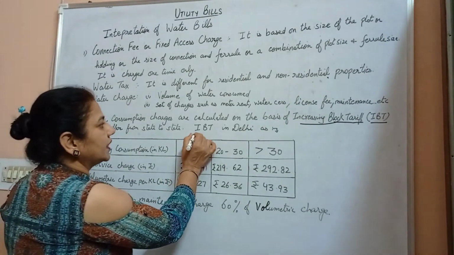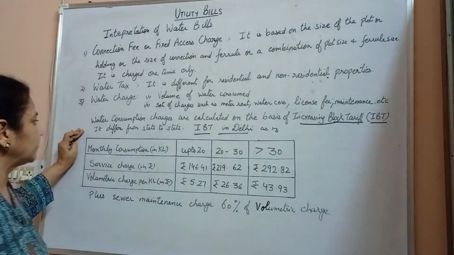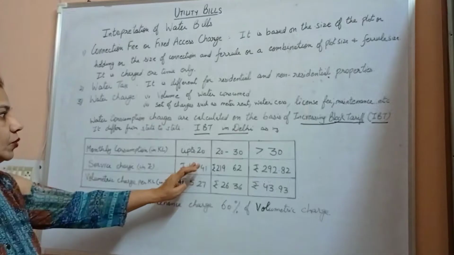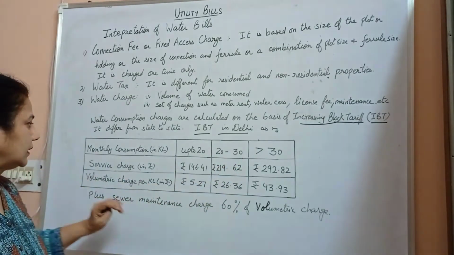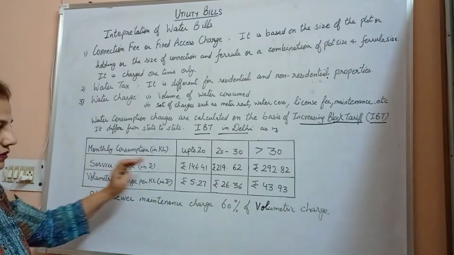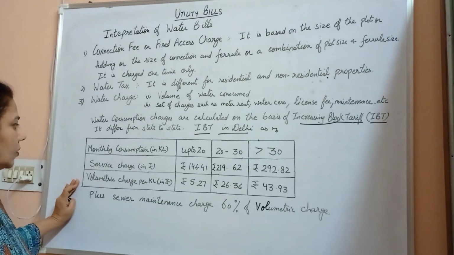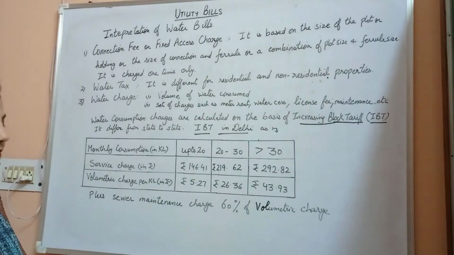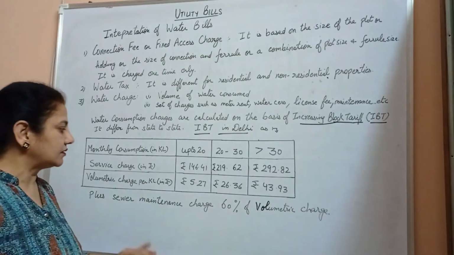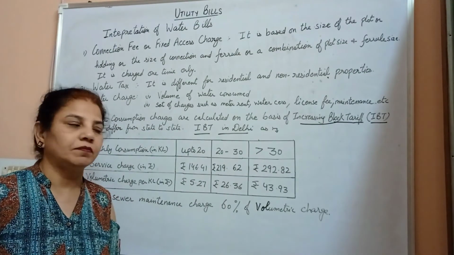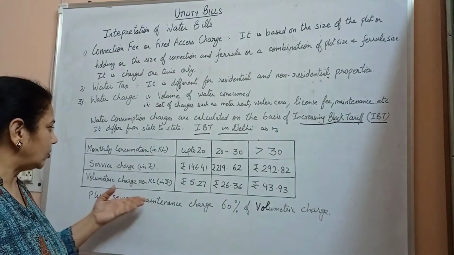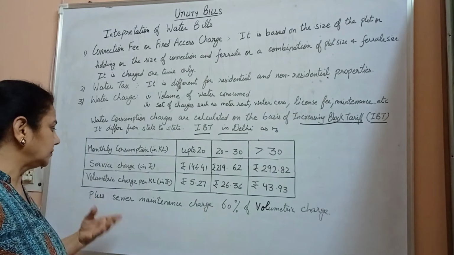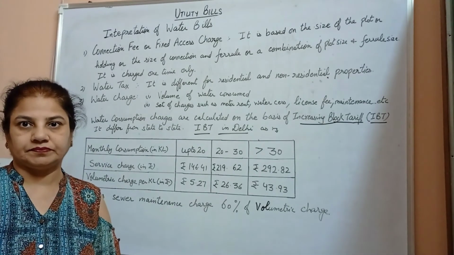So the increasing block tariff in Delhi is given as monthly consumption in kiloliters: up to 20, 20 to 30, or greater than 30. Service charges in rupees are as follows. Volumetric charges per kiloliter in rupees are given as follows. Plus service charges, the server maintenance charges are 60% of volumetric charges. Whatever the volumetric charges come to, its 60% is added for the maintenance also.